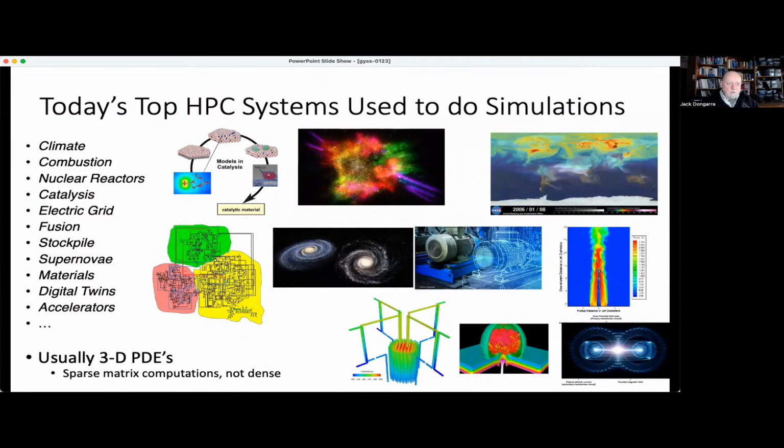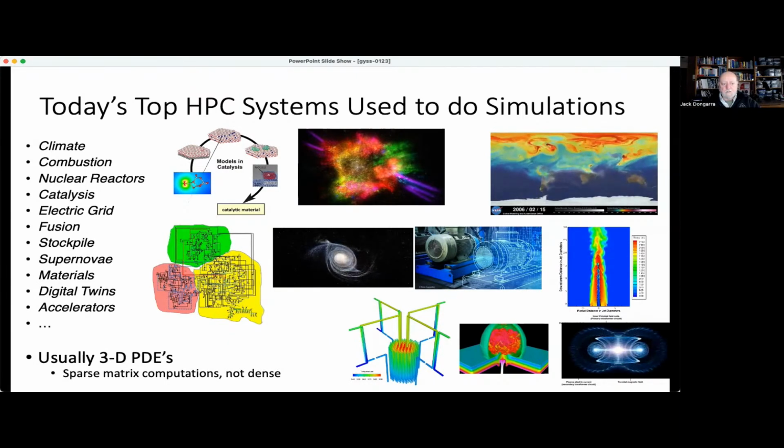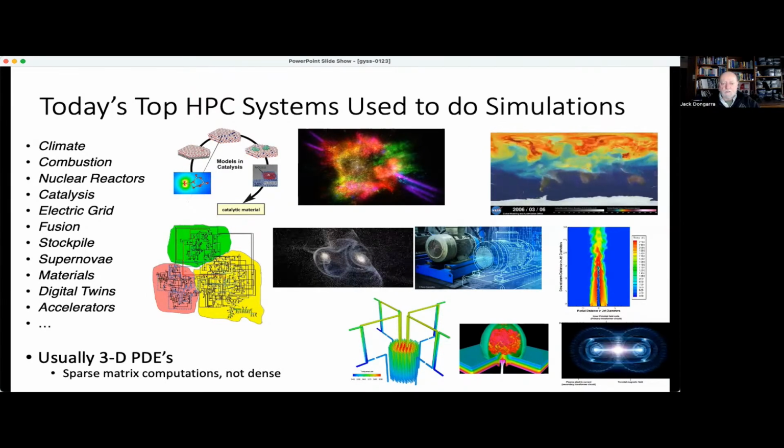So high-performance computing is being used for simulation. It's being used to carry out simulation for climate, combustion, nuclear reactors, fusion, stockpile stewardship, material design. It's being used in accelerators. And most of these problems are being simulated through the use of three-dimensional partial differential equations. So we use 3D partial differential equations to do the modeling, and those models result in a discretization, and that discretization leads to solving a system of equations.